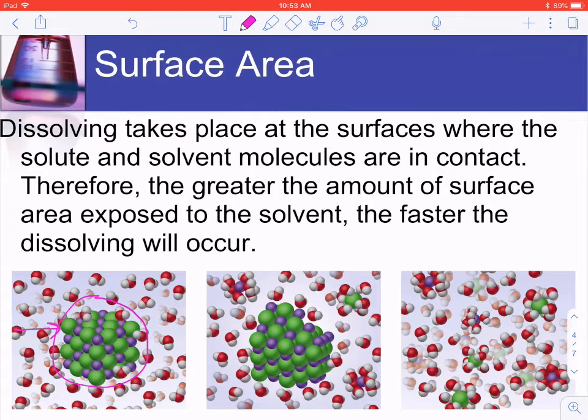But what if we put in powdered sugar? If we put in powdered sugar, then there's way more surface area for these collisions to occur, and therefore it happens quicker because we've already broken down the solute a little bit ourselves, and so we've created more surface area for collisions to occur, and that allows the dissolving to happen faster.